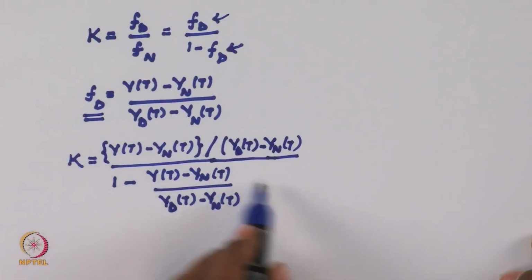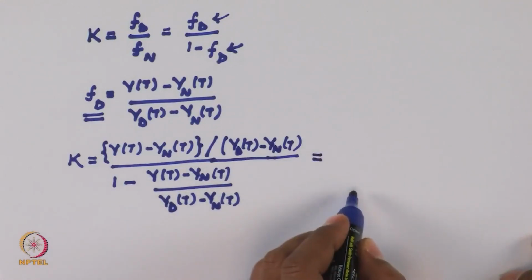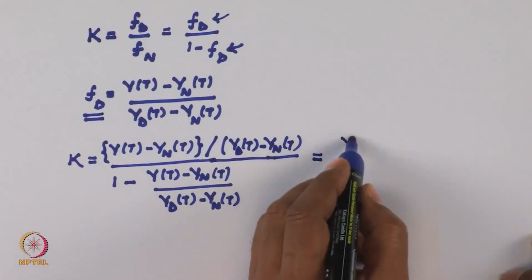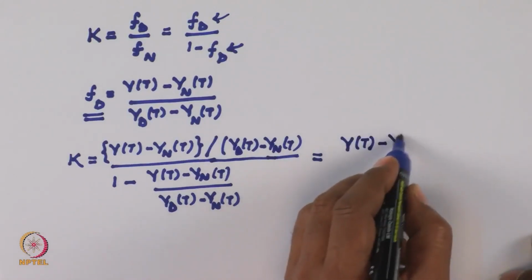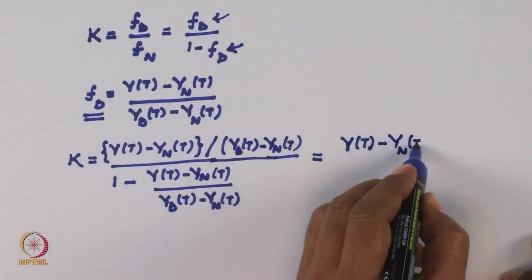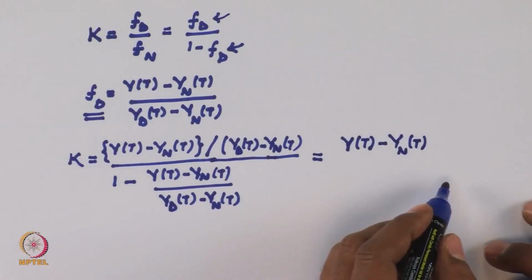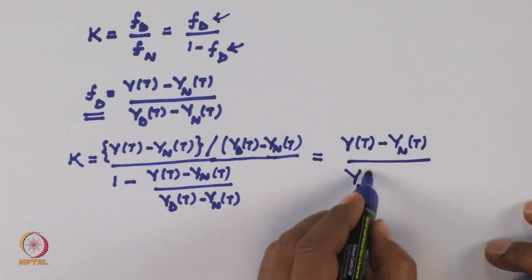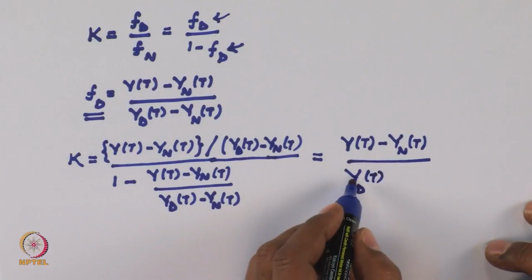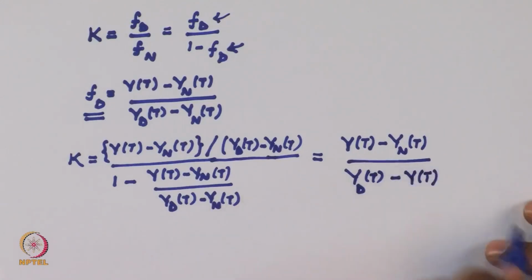Once you solve for this, what are you going to get? K at T equals Y at T minus Yn at T, divided by Yd at T minus Y at T. This is what we are going to get.